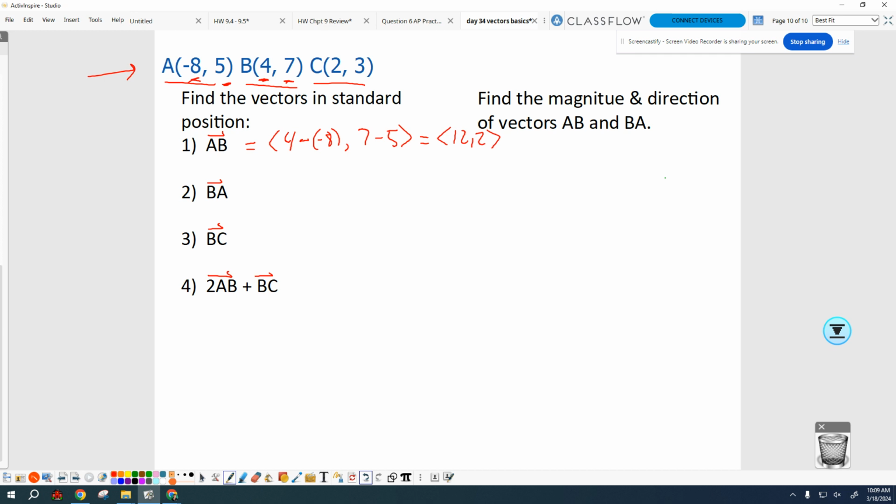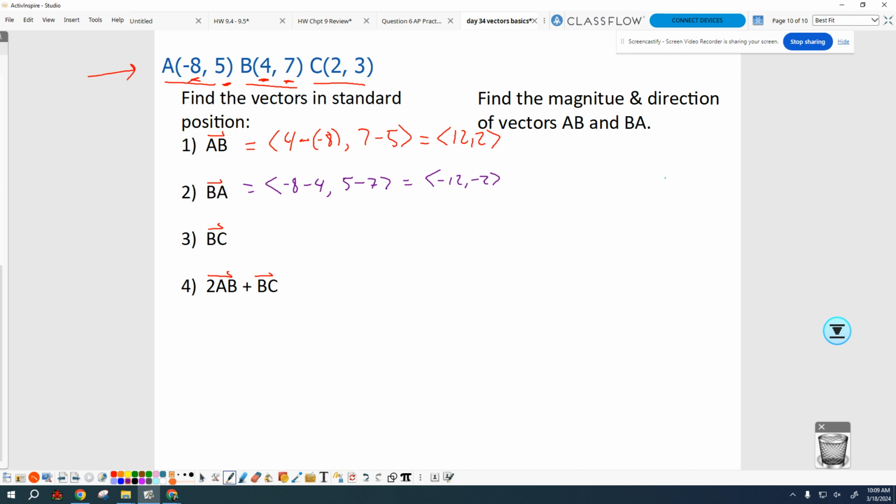Tay, how do we get vector BA? You do negative 8 minus 4, and then you do 5 minus 7. Negative 12 and negative 2. So it's exactly the same magnitude, but opposite direction.